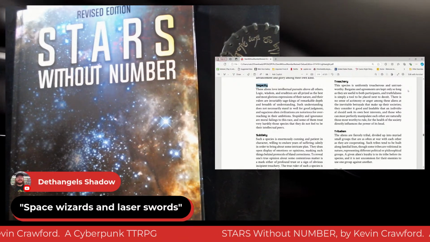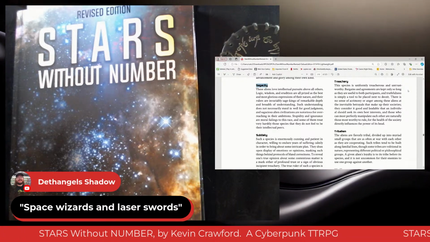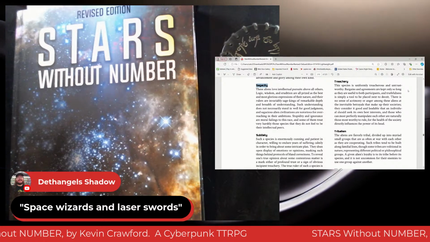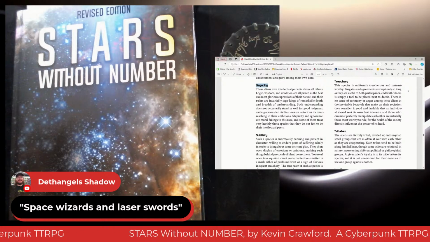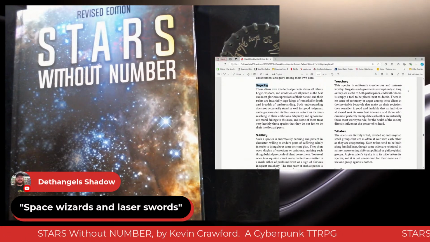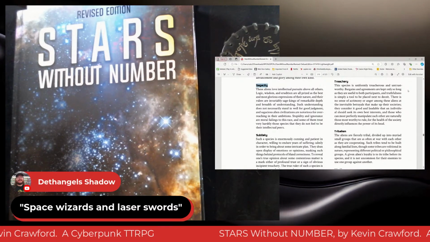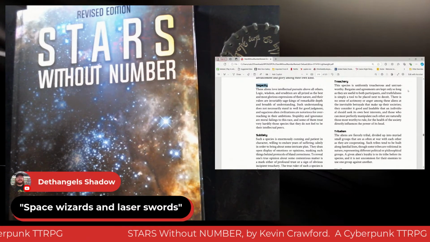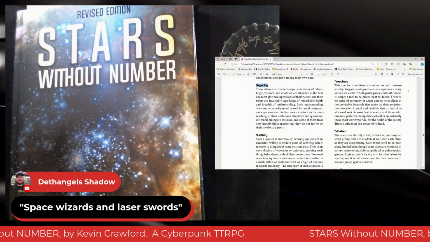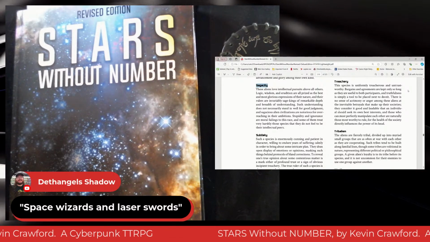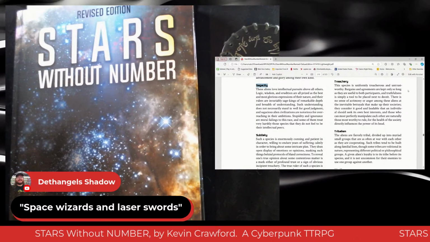Logic, wisdom, and erudition are all prized as the best and most glorious expressions of their nature, and their rulers are invariably sage kings of remarkable depth and breadth of understanding. Such understanding does not necessarily stand in well for good judgment, and sagacious alien civilizations are notorious for overreaching in their ambitions. Stupidity and ignorance are moral failings to this race, and some of them treat very harshly those species that they do not feel to be their intellectual peers.